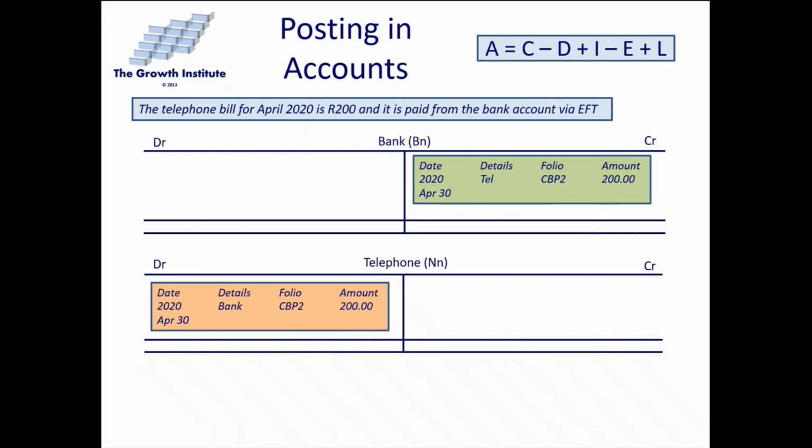Now, please, I chose telephone bill because it is something that only happens on a monthly basis. But we are not posting every transaction into the general ledger. We are posting every transaction in the journal, and then at the end of the month, we total the journal, and then we put the amounts into the general ledger, and we bring it up to date. Okay.